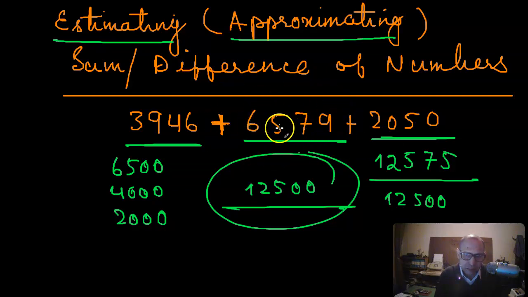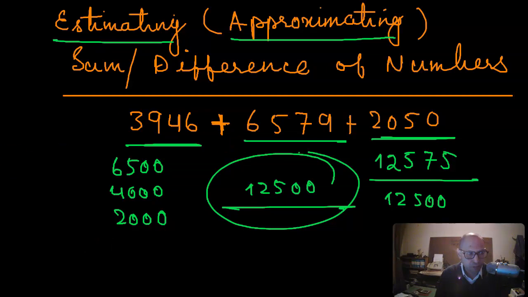But this number is 6,579, right? For the application that I have in mind, I still need the 500, because otherwise, if I round this number to the thousands place value, I'm going to lose around 579, around 600, of the value of the number, right? So I rounded this number to the hundreds place value. So the number became 6,500. And then once you round the numbers this way, you know that 6 plus 6 is equal to 12, and 12 plus 500 is 12,500, right?